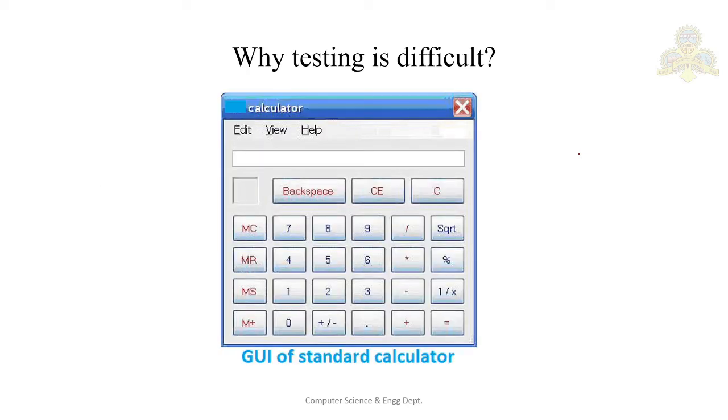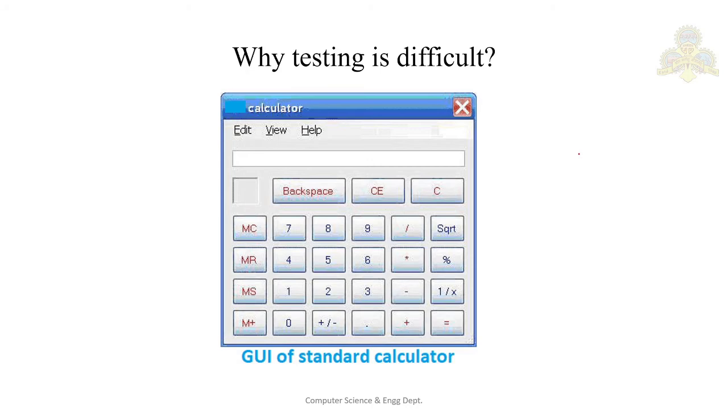Next, we'll see another example. It is a simple calculator. This is the GUI of your simple calculator, your standard calculator, right? So here we have many functions. Basically, you would know what these functions are, right?